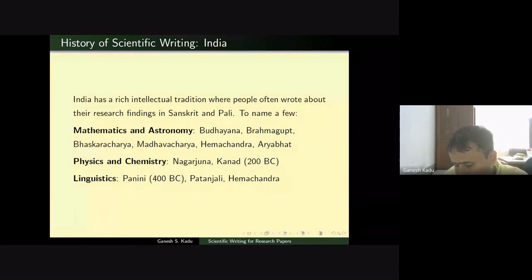Then there were other grammarians like Patanjali and Hemchandra. In short, even Brahmagupta, for example, in mathematics and astronomy, was a very good writer. He solved what is called Pell's equation much before Euler solved it in Europe. And the way he writes his solution is so precise and so beautiful. So these are some of the Indian examples, and you have this great history of scientific writing.